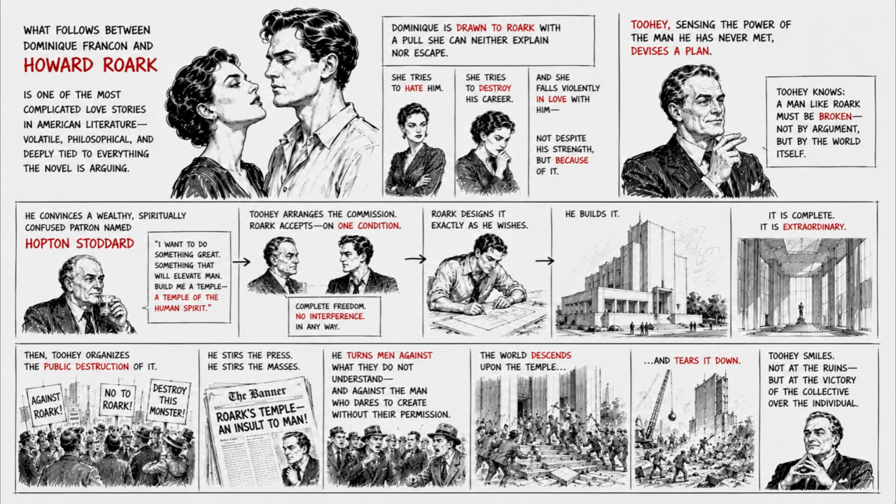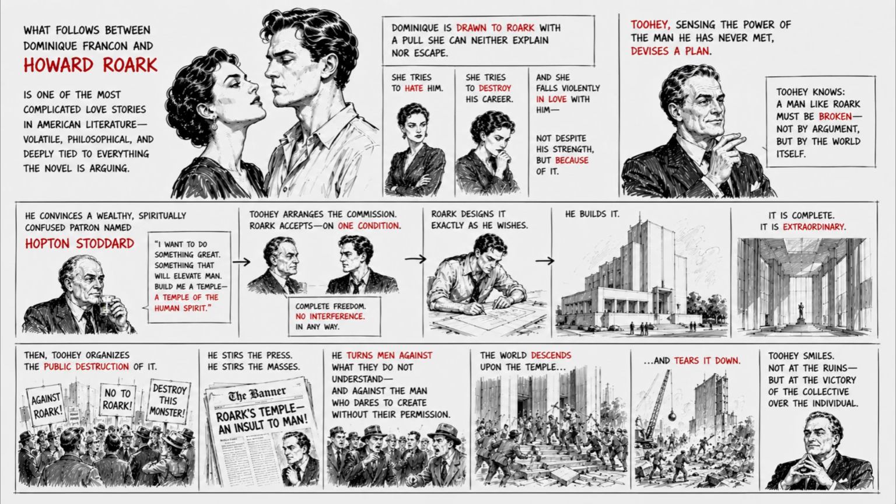What follows between them is one of the most complicated love stories in American literature, volatile, philosophical, and deeply tied to everything the novel is arguing. Dominique is drawn to Roark with a pull she can neither explain nor escape. She tries to hate him, she tries to destroy his career, and she falls violently in love with him. Not despite his strength, but because of it.